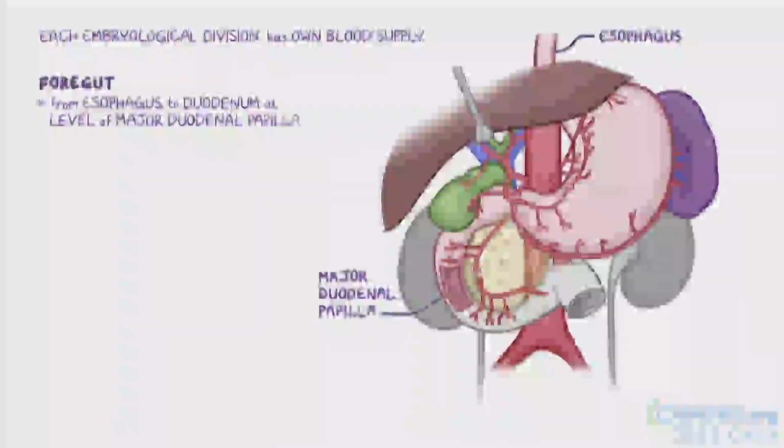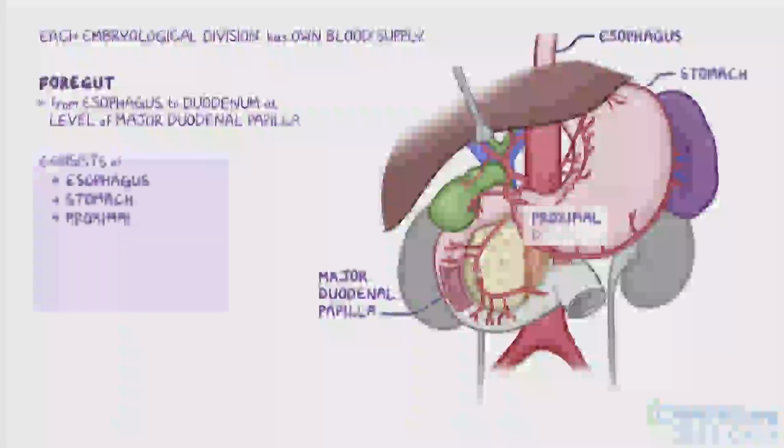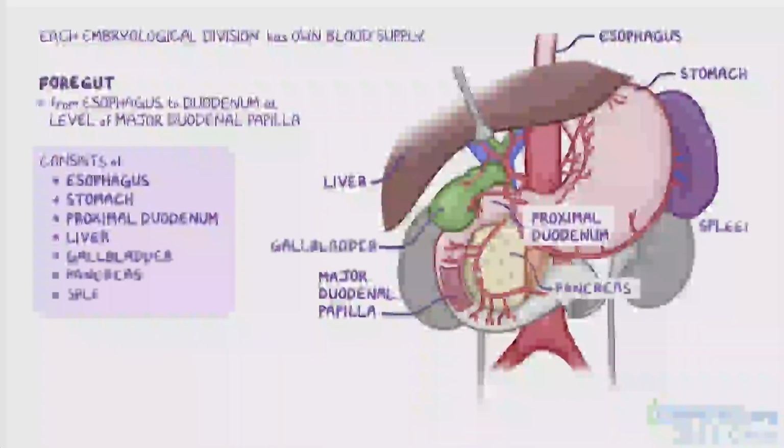It's important to understand these different embryological divisions, as the foregut, midgut, and hindgut each have their own unique blood supply. The foregut extends from the esophagus to the duodenum at the level of the major duodenal papilla, where the pancreatic and common bile duct insert, and it consists of the esophagus, stomach, the proximal duodenum, as well as the liver, gallbladder, pancreas, and spleen.